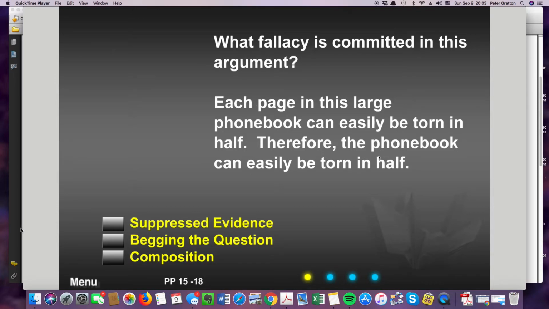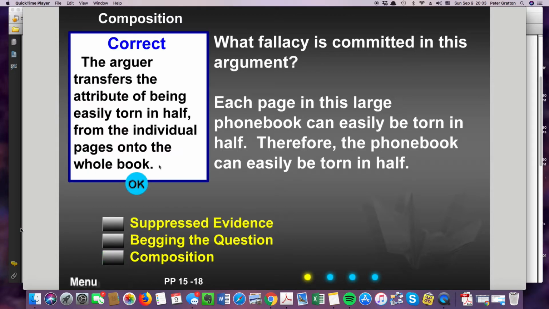Well, no. A phone book, if you've ever seen one, is actually quite hard to tear in half. So this is moving from part to whole. And when we move from part to whole, we move to composition. The attribute of being easily torn in half transfers from each individual page, which is easy to tear, to the whole book itself, which would be very hard to tear.